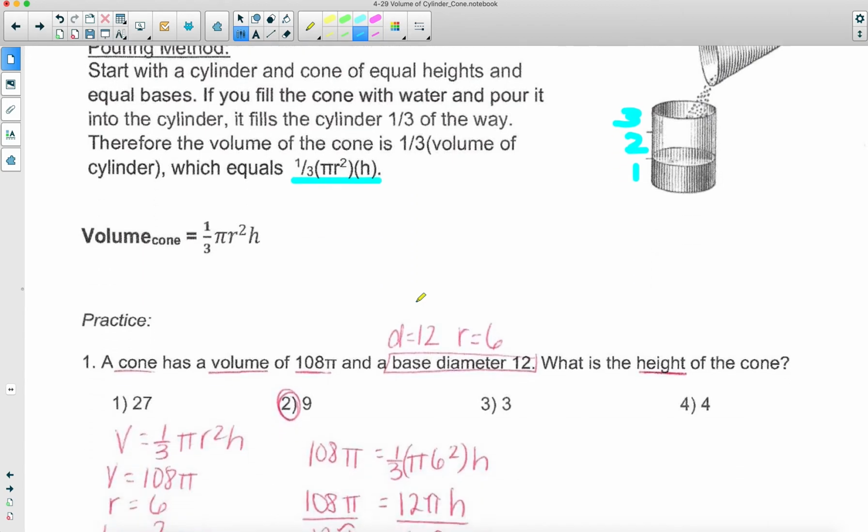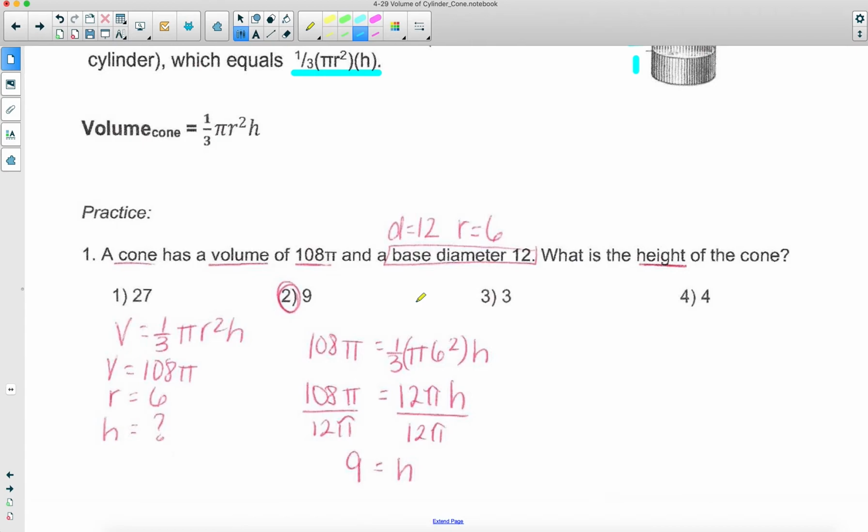All right, so let's try a couple of questions dealing with the volume of a cone, and we have our formula right here, and see how it goes.